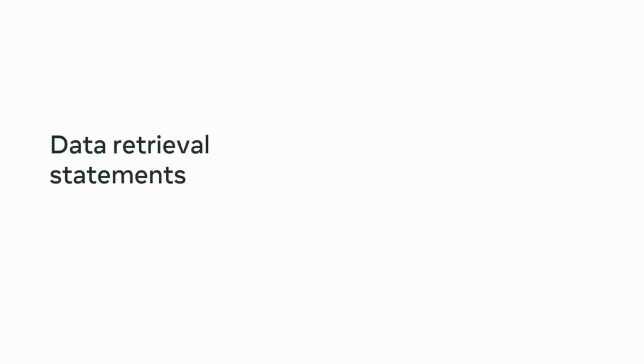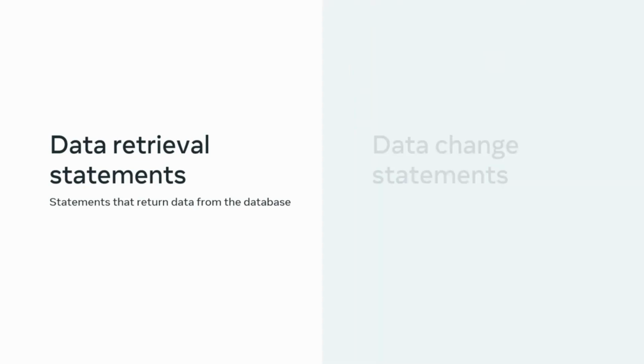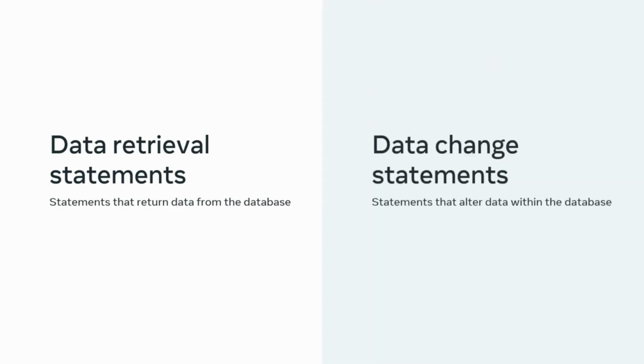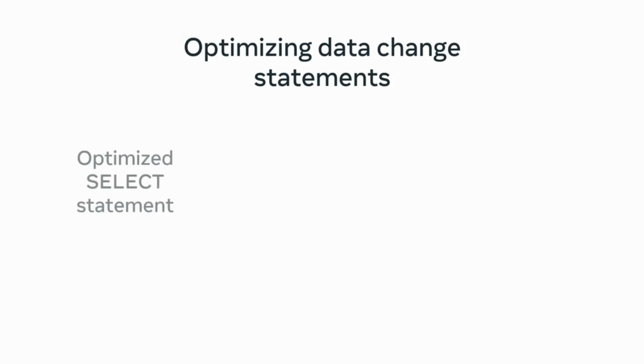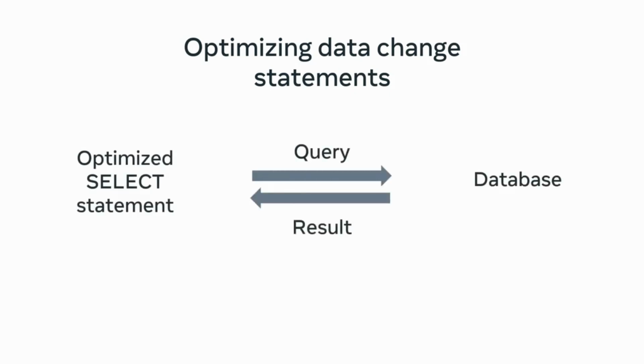You know that optimization focuses on 2 different kinds of statements: data retrieval or select statements, which return data from the database, and data change statements, used to alter data within the database. You learned that by optimizing a database, you can process data much more quickly and efficiently.